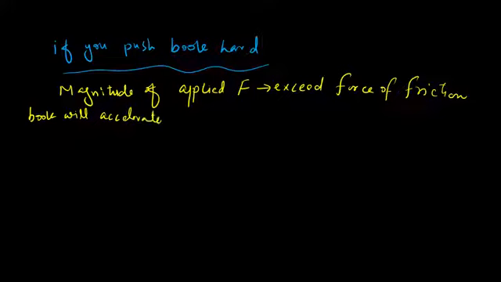Again, I can make the figure like this one. Suppose this is the table, and here the book is lying on the table. Now you are pushing hard on this book. You are applying a greater force which exceeds the force of friction between table and book. Now the book will accelerate in the forward direction.